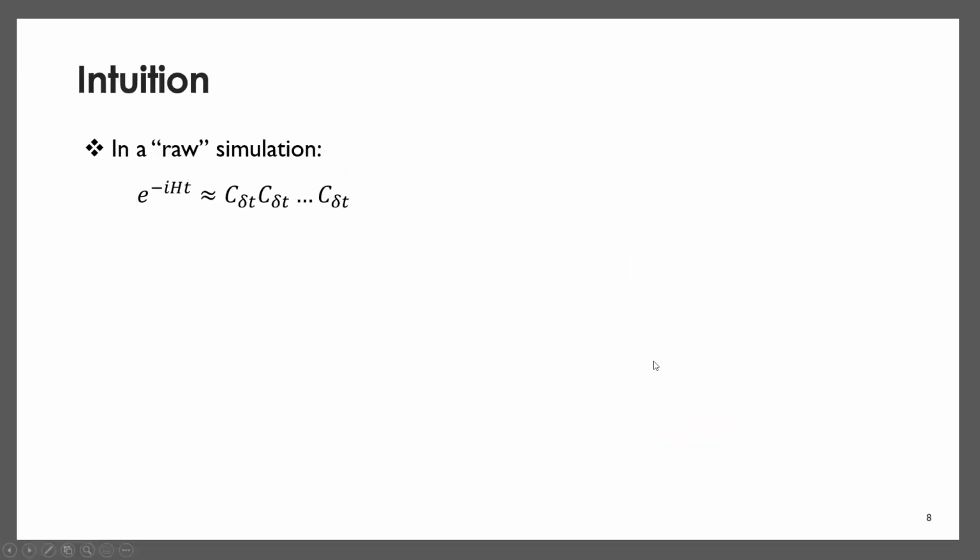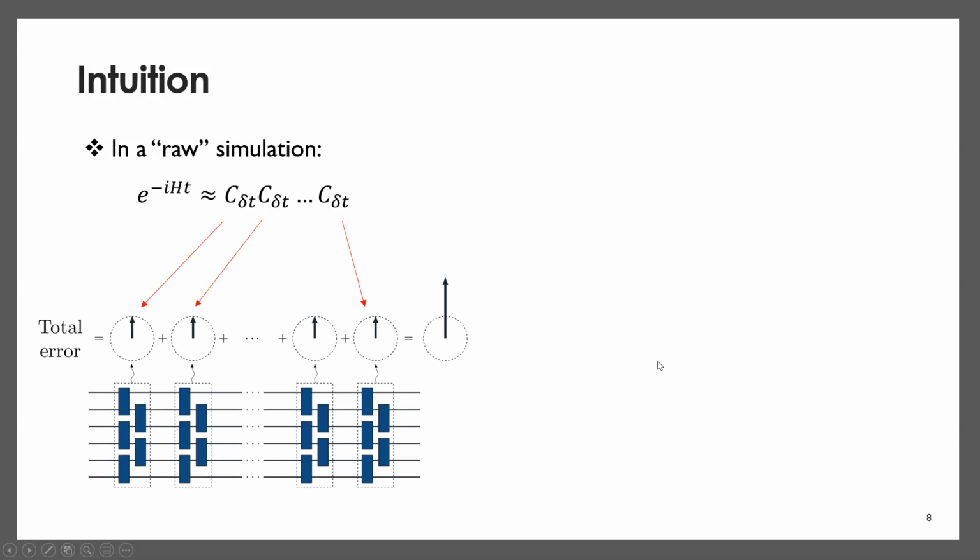Here's an intuition for what happens when we apply the symmetry transformation to the simulation. In a raw simulation, we just repeat the same circuit many times. And if you think of the error in one circuit as a vector in the space of operators, then the total error at the end of the simulation will be just the sum of these vectors. And that's why we get a large error at the end of the simulation.